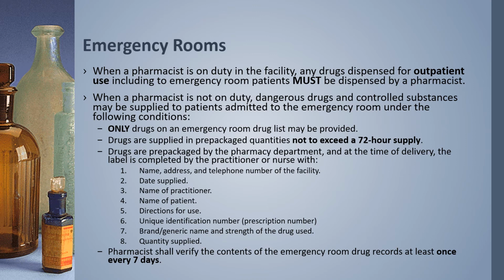And lastly, drugs are prepackaged by the pharmacy department, and at the time of delivery, the label is completed by the practitioner or nurse with the following: name, address, and telephone number of the facility, date supplied, name of the practitioner, name of the patient, directions for use, the unique identification number, which a lot of times is also known as a prescription number, the brand or generic name and strength of the drug, and the quantity supplied. Pharmacists shall verify the contents of the emergency room drug list records at least once every 7 days.